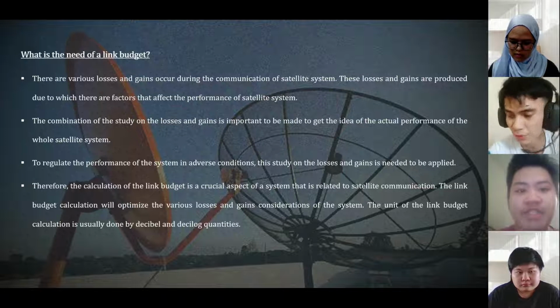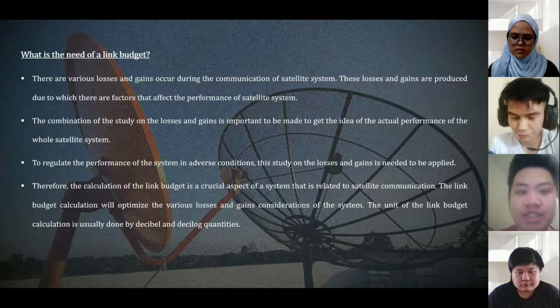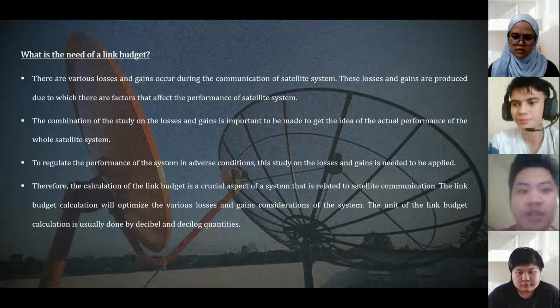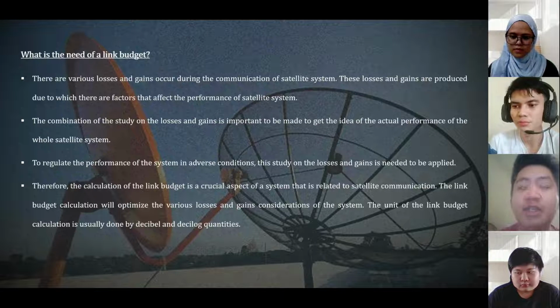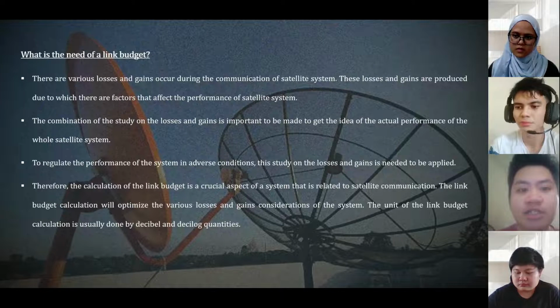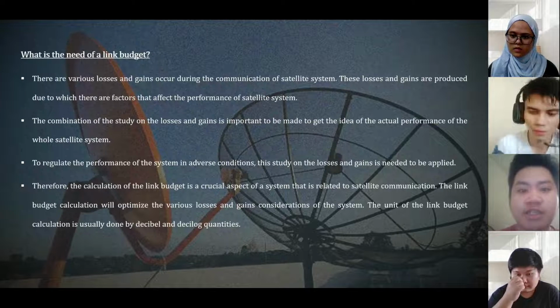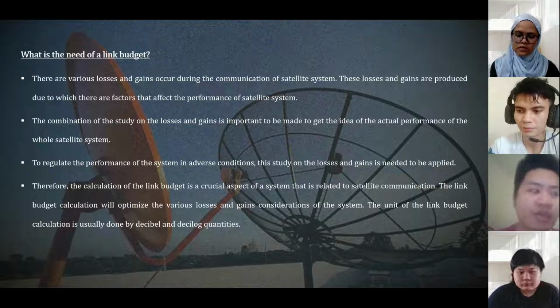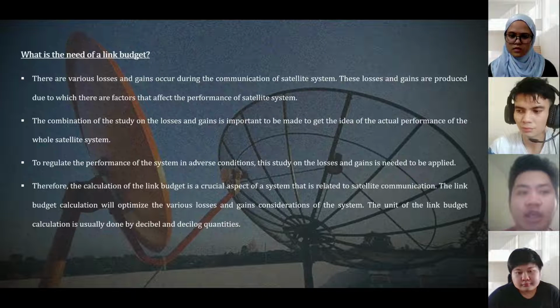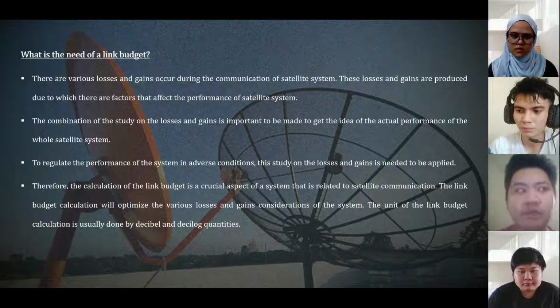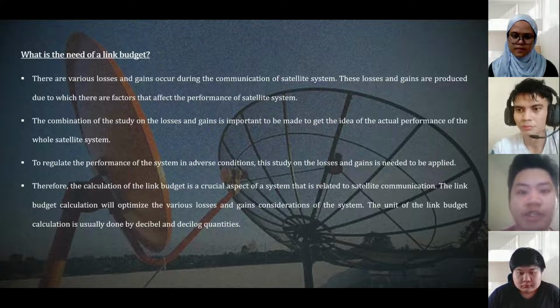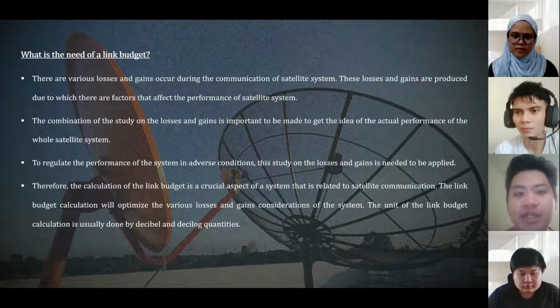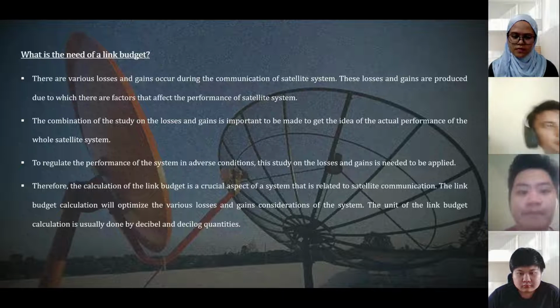Also, to regulate the performance of the system in adverse conditions, the study on the losses and gains needs to be applied. Lastly, the calculation of the link budget is a crucial aspect of satellite communication. It will optimize the various losses and gains in the system. For example, for the uplink, there are losses specific to uplink, such as atmospheric losses, and both uplink and downlink deal with losses related to temperature. The unit of the link budget calculation is usually decibels and decilog quantities.